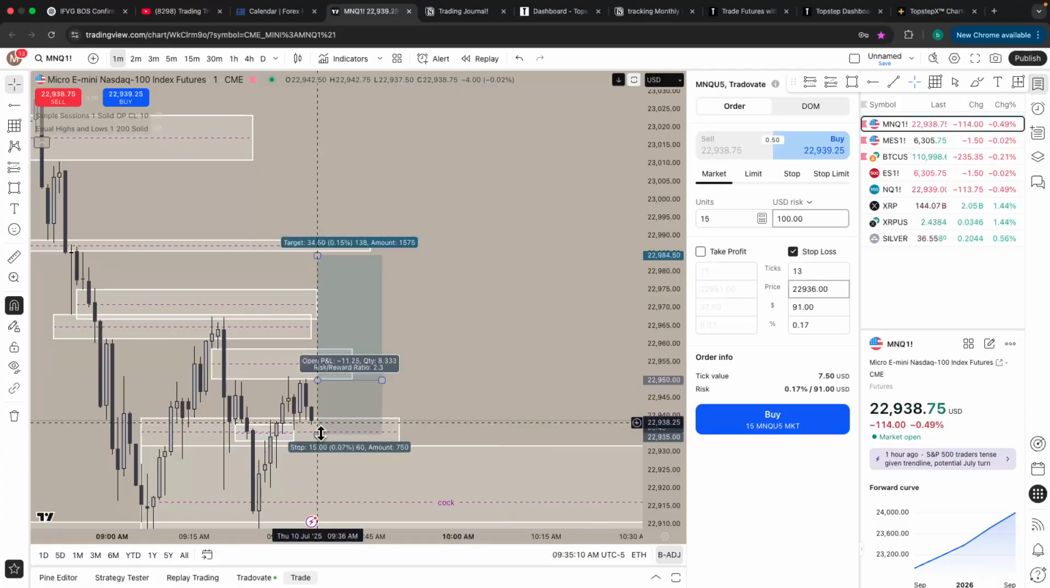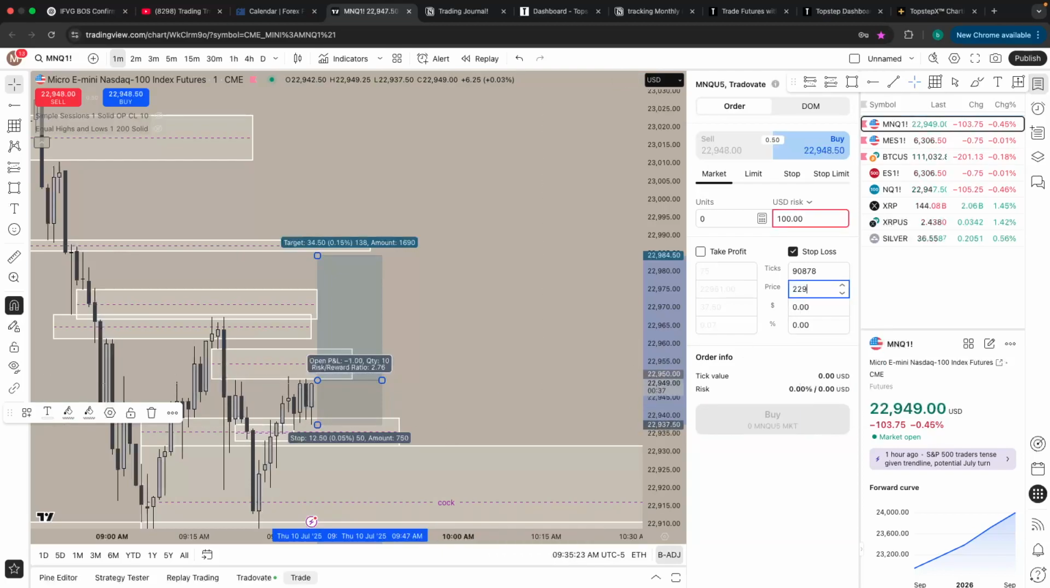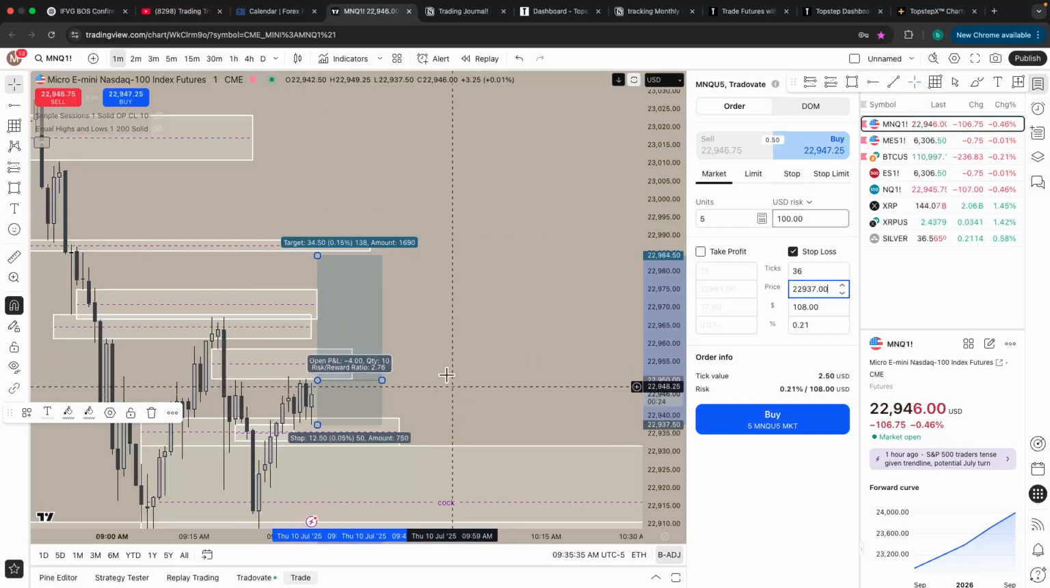Okay, let's quit fucking around here. Stop. New stops would be 22937. I love that it'll calculate stops. If we get a break of structure past these highs, I'm in, but we have 30 seconds for that. And we could just end up taking a loss on this.